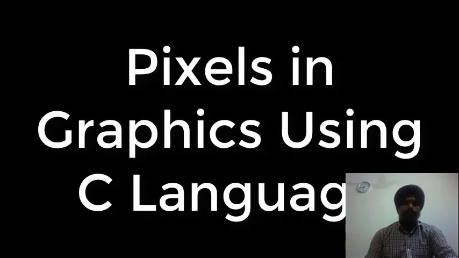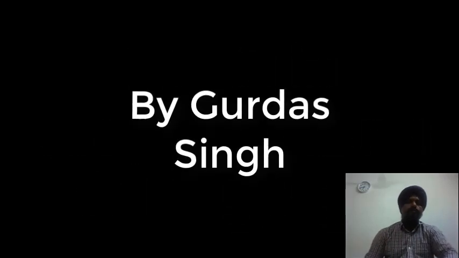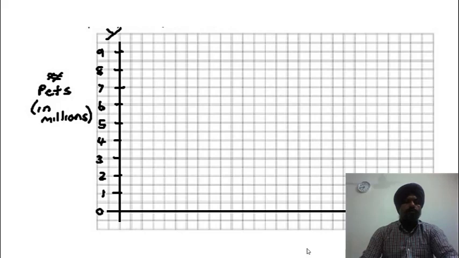Dear students, today we will discuss the concept of pixels in C. So what is a pixel in C? Because it is fundamental to drawing any image, and you must know how we can use pixels to draw the image, and before that you must know the concept of pixels.